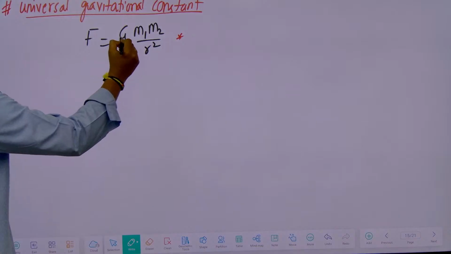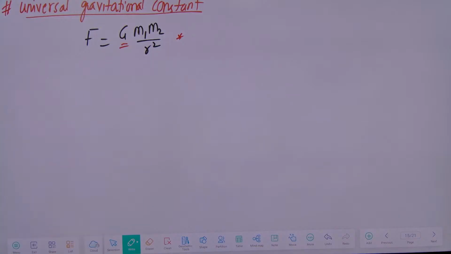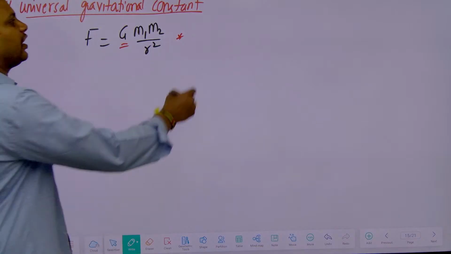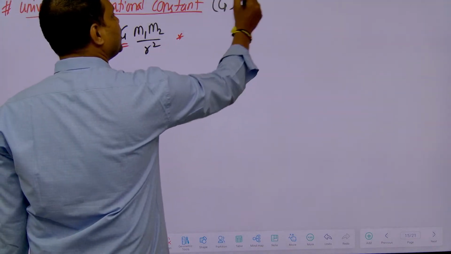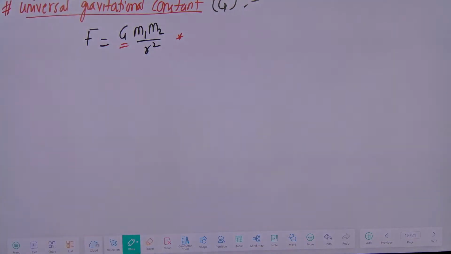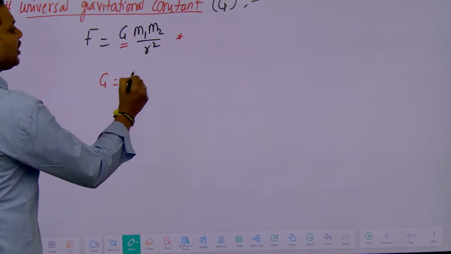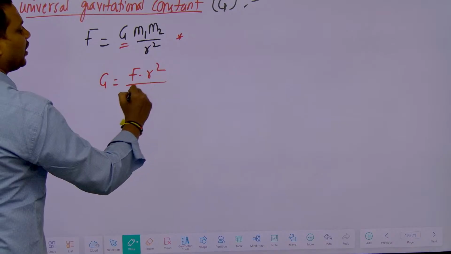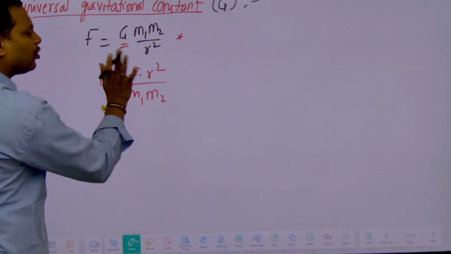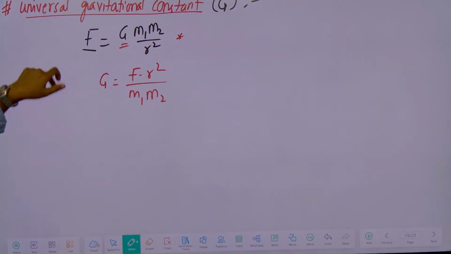Here G is called what? Universal gravitational constant, that is represented with capital G. Now what is capital G called as? Universal gravitational constant. Then capital G can be taken as F into R square by M1 M2. If you remember this formula, here F is what? Force. M1 and M2 are masses. R is distance, not radius, distance.